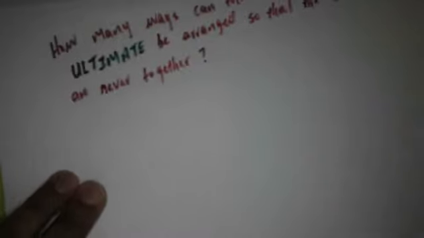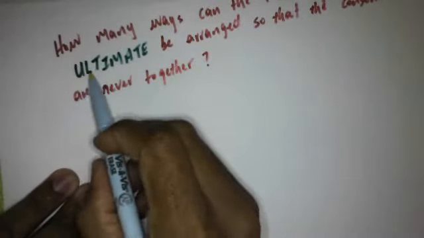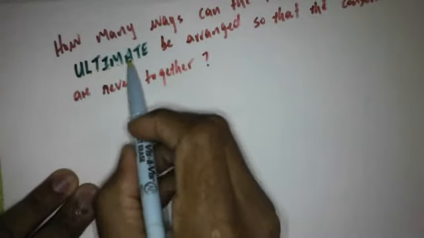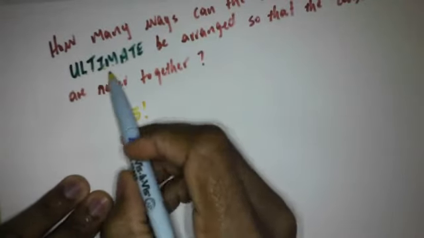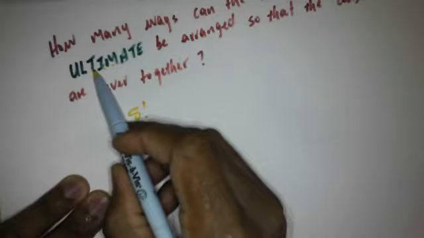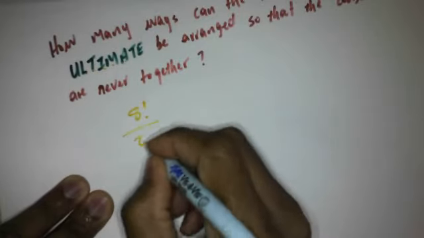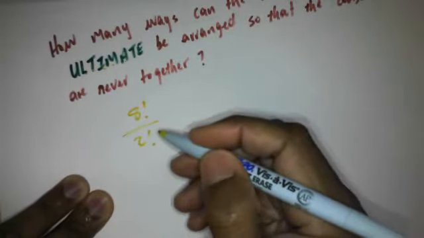So our final example is just, we're going to now look at when the consonants never come together. So how many ways the letters of the word ultimate can be arranged so that the consonants never come together? So we have 1, 2, 3, 4, 5, 6, 7, 8 letters. So that would be 8 factorial. And of that, do we have any repeat? We have T repeating 2 times. So that's divided by 2 factorial. And that is the only repeat.